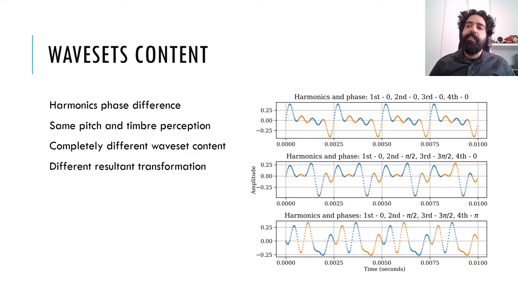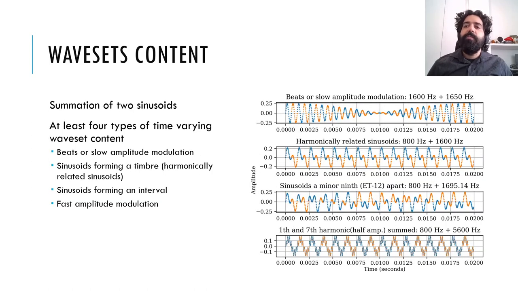For stationary harmonic signals, the content of a waveset depends on the number of harmonics, their intensity, and their phase relationship. The first two are well known for defining the perception of timbre, pitch, beats. However, for signals that have the same number and intensity of harmonics, the phase relationship between them changes the wave shape drastically, but it does not interfere on the auditory perception of pitch and timbre. When beats or slow amplitude modulation occurs, the content of each waveset tends to retain the carrier shape, that is, the high frequency content. However, the slow amplitude variation will change the amplitude of each waveset over time, and overmodulation can promote more complex patterns.